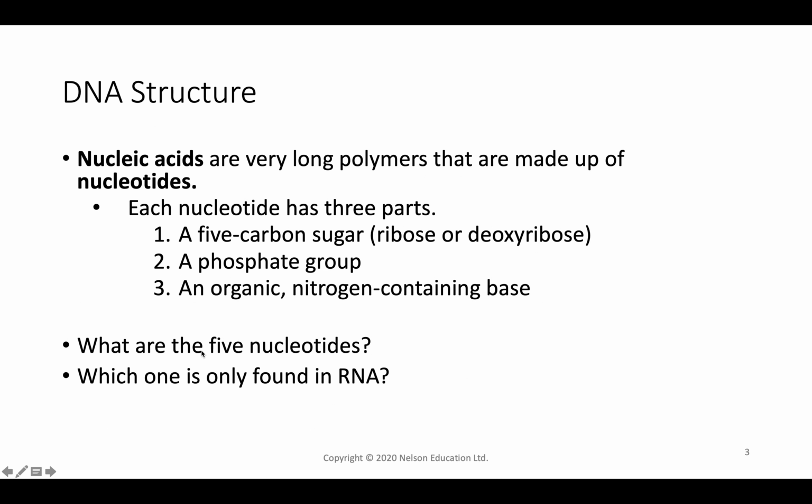And there are 5 nucleotides, right, A, T, C, G, and U. In RNA, U takes the place of T. So for DNA, it's A, T, C, and G. For RNA, it's A, U, G, and C.